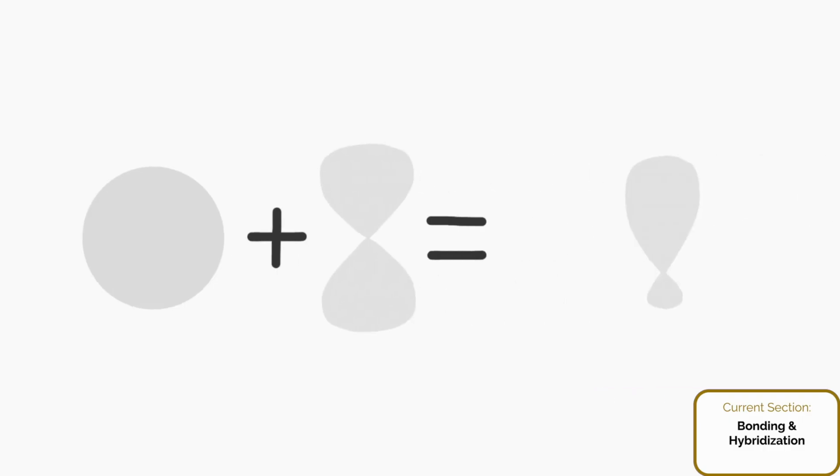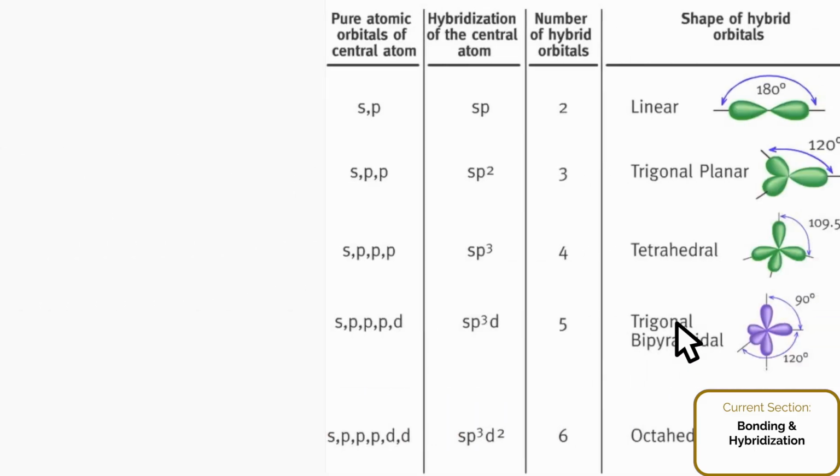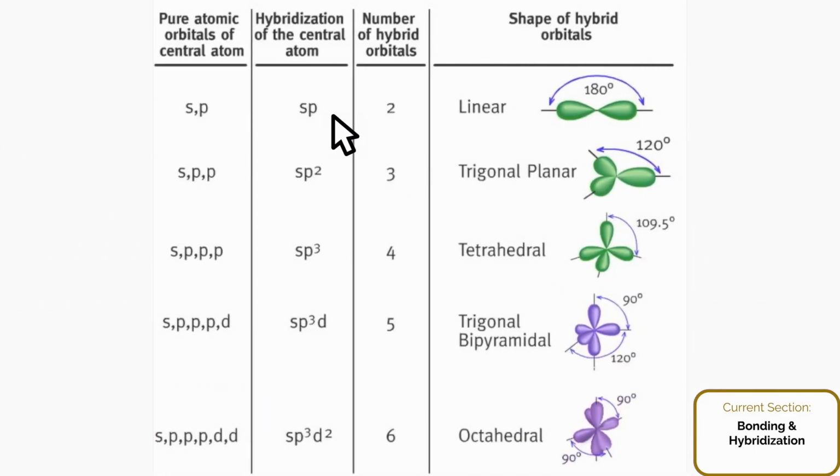Hybridization happens when atomic orbitals mix to form a new hybrid orbital for bonding. Common orbital types are sp for linear bonds, sp2 for trigonal planar bonds with an angle of 120 degrees, sp3 for tetrahedral bonds with an angle of 109.5 degrees, sp3d for trigonal bipyramidal bonds, and sp3d2 for octahedral bonds.